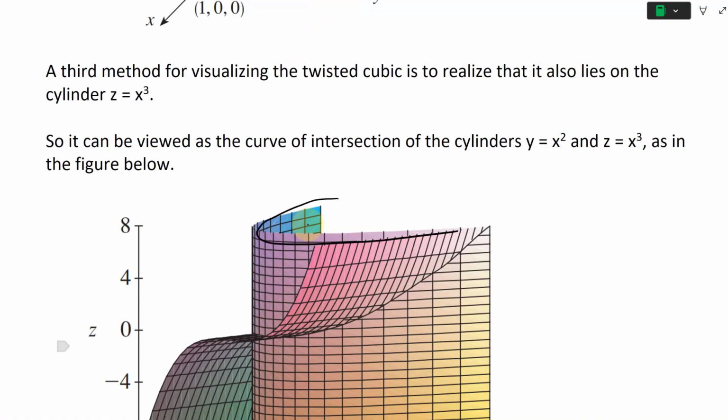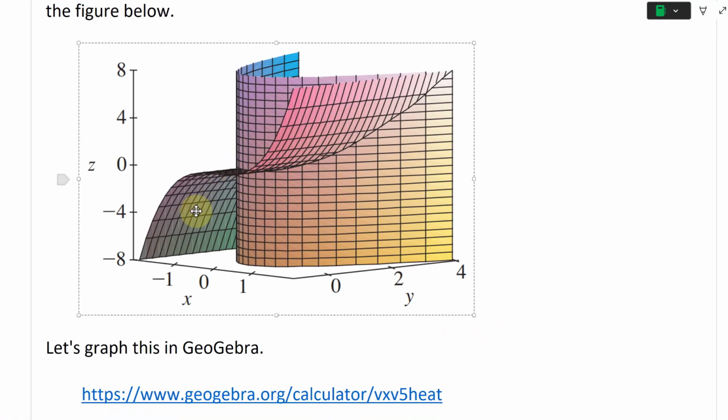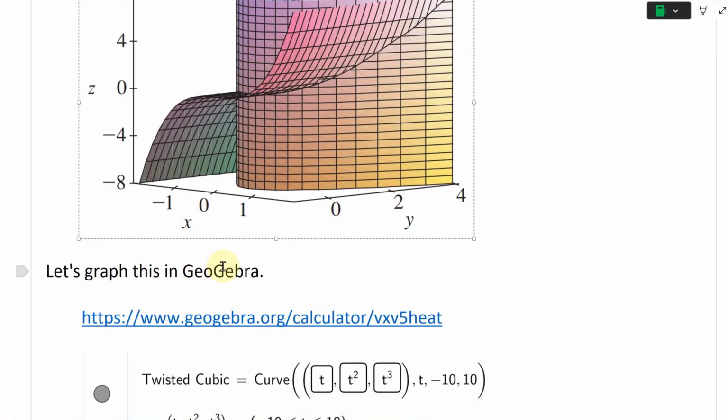This is a parabolic cylinder, and this is a cubic cylinder. They call both of those cylinders. I double checked, and they're right. That's what my calculus book calls this, a cylinder. I just call it a surface. Anyways, let's graph this in GeoGebra to see this a bit better.